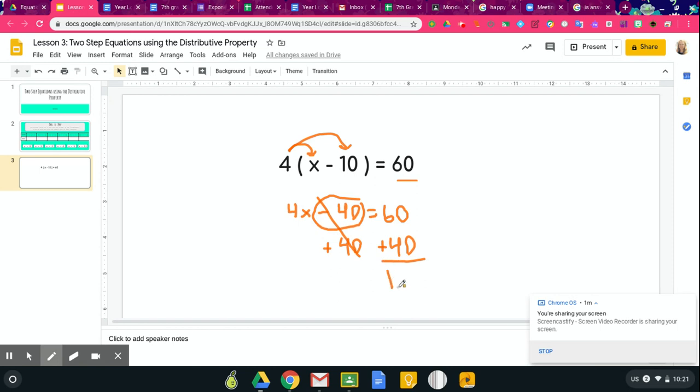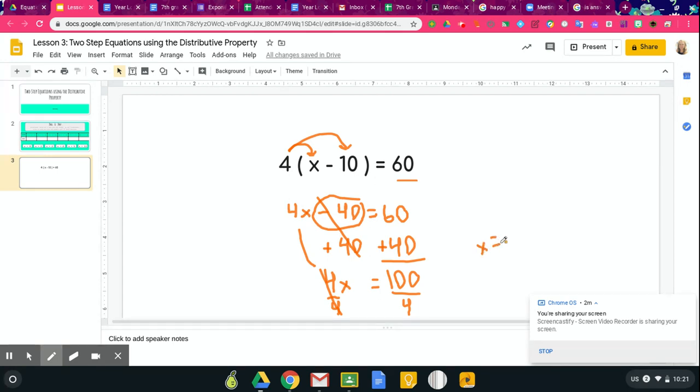And then I'm going to have to drop down what I still have left on the left side of my equal sign, which is 4 times x. And then the opposite or inverse of multiplying by 4 is to divide by 4. So if I divide by 4 right here, I get the variable by itself, so I'm almost done. I have the x by itself, and then I have to do 100 divided by 4, which is 25. So at this point, you've found your answer, x equals 25.